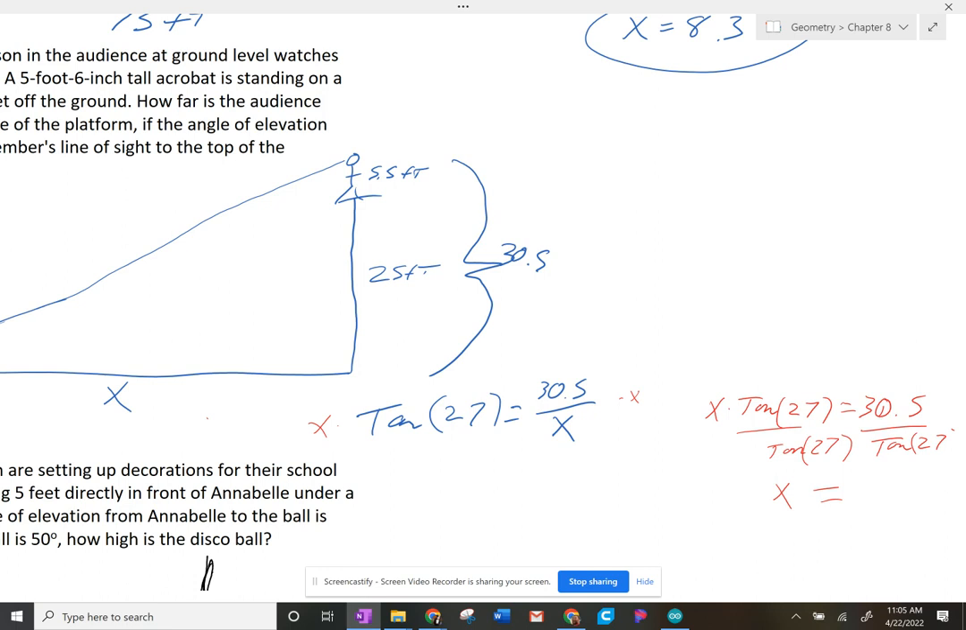And then I get for my final answer, x equals 30 divided by tangent 27. Oops, stop it. Sorry, 30.5 divided by tangent 27. Should have ended up with an answer of 59.8 or 59.86, or you could say 59.9 because it rounds it up.